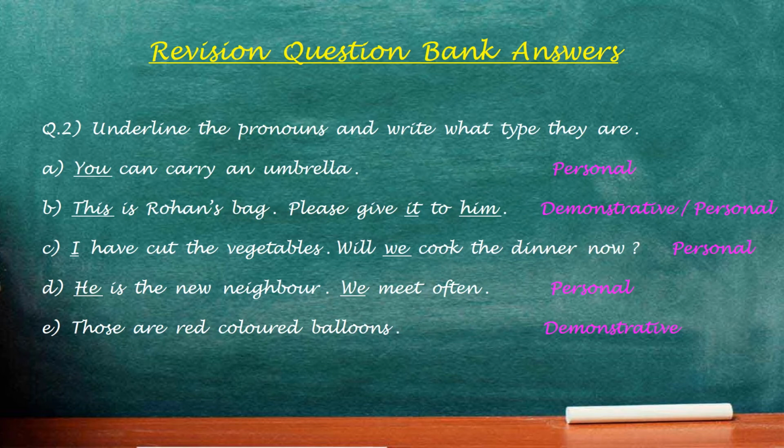Question 2. Underline the pronouns and write what type they are. A. You is a personal pronoun. B. This is a demonstrative pronoun and it and him are personal pronouns. C. I and we are personal pronouns. D. He and we are personal pronouns. E. Those is a demonstrative pronoun.